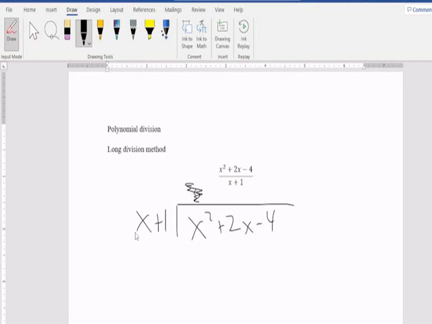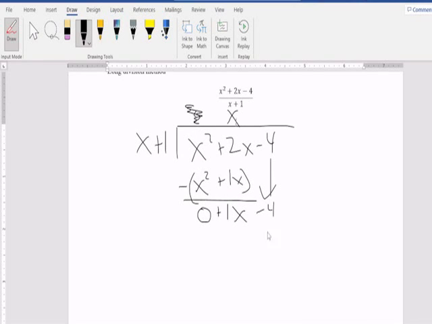I want to find the number multiplied by the first term to equal the number on the bottom. So what times x is x squared? Well, that's just x. So x times x is x squared. x times 1 is just 1x. And now I subtract. x squared minus x squared is 0. 2x minus 1x is just 1x. And just like normal division, I bring the next number down, negative 4.